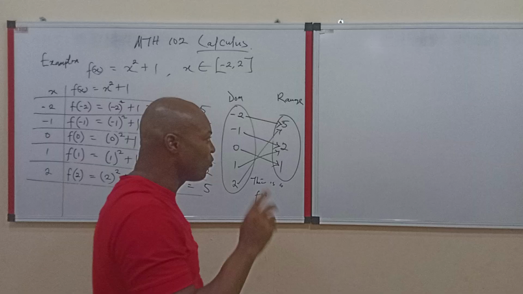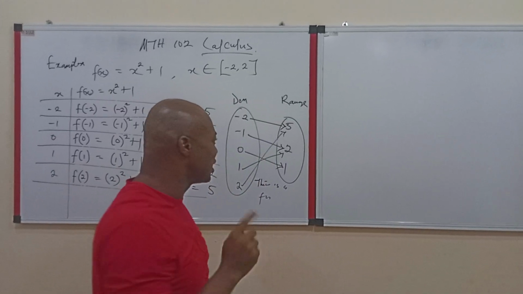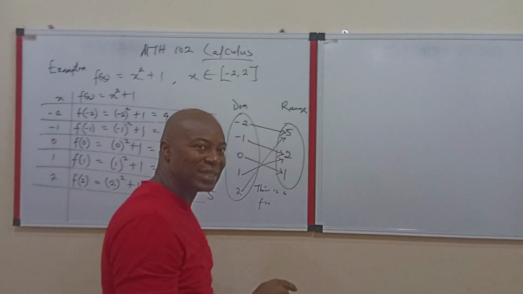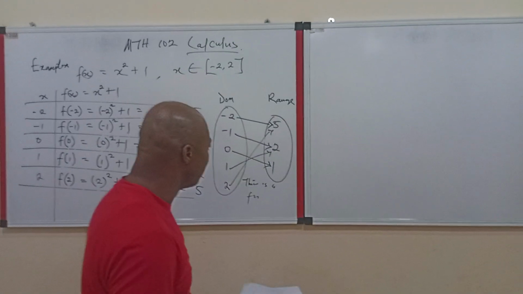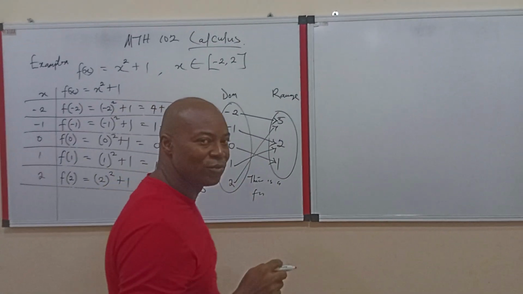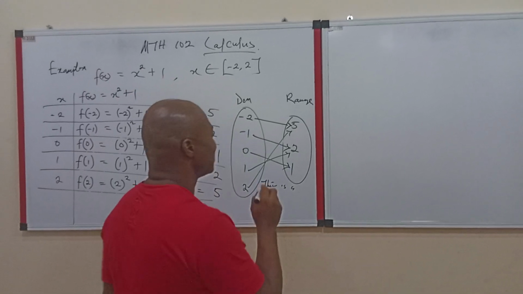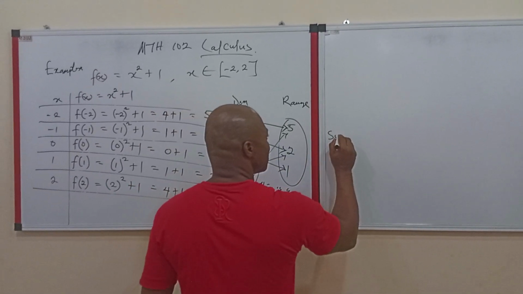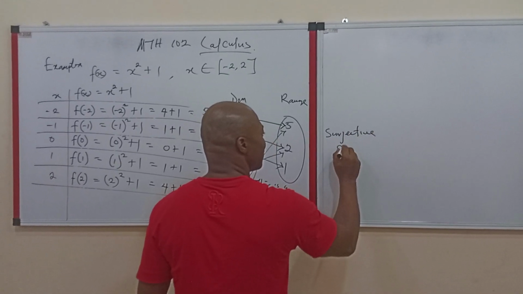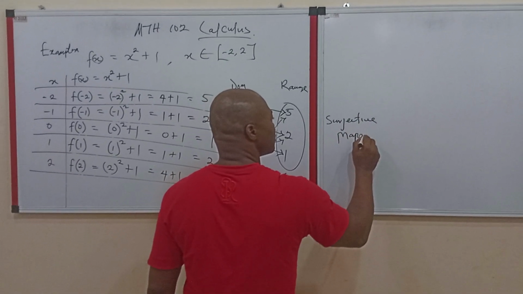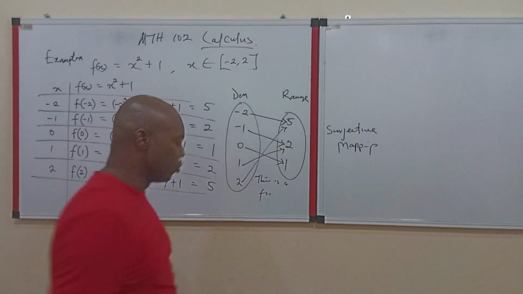But the condition for the other one will be surjective now. Say everything inside the range, something must touch them. And if you look, something points to all of them. So meaning that this one will not be injective, not one-to-one. But this one is surjective. This one is a surjective mapping.